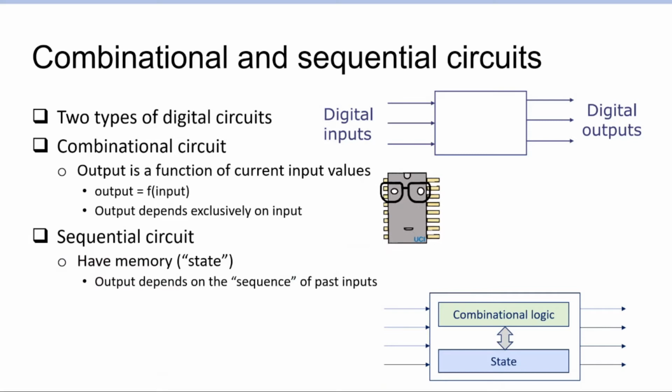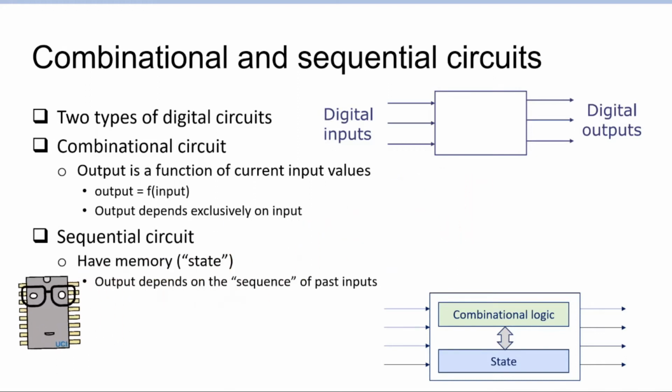Combinational circuits represent a function on the current input values. So the output of the circuit depends only on the defined computation and the input. There's no notion of state that is stored and read, no memory in the circuit. So if the input changes, the output changes.